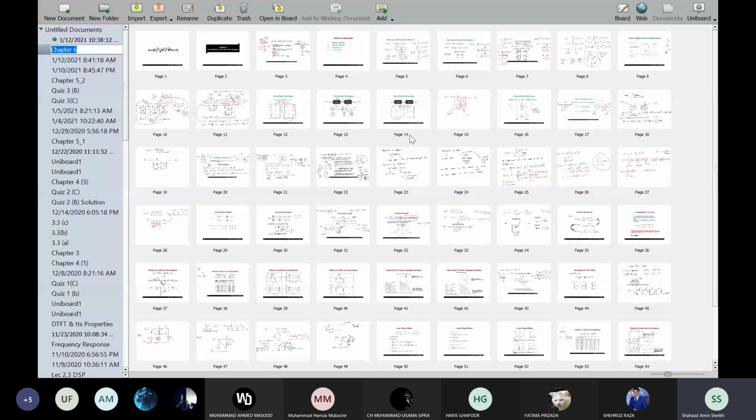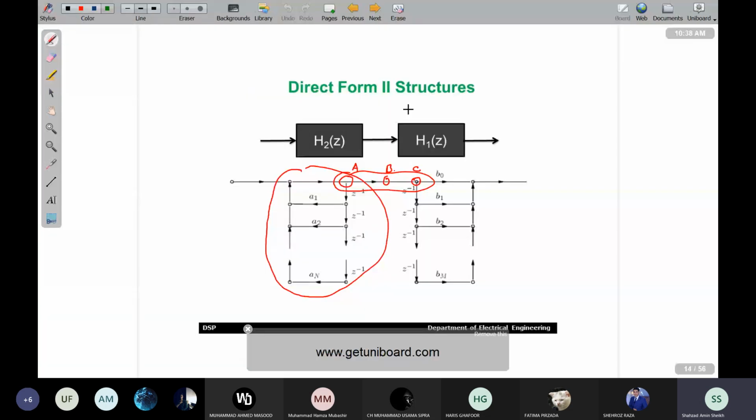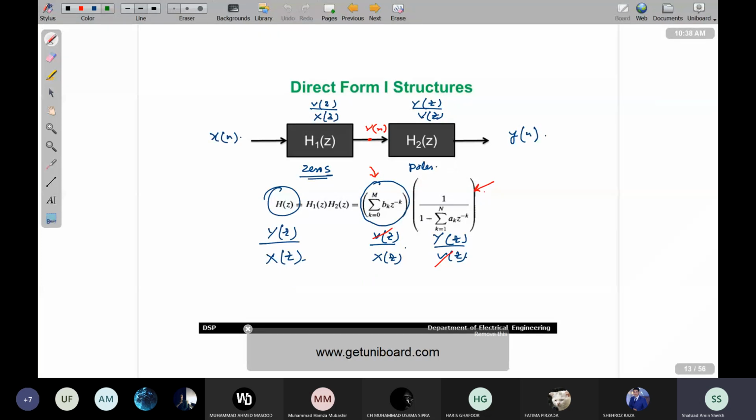Okay. Last time we did direct form 1 and direct form 2. Sheroz, what's the difference between direct form 1 and direct form 2?